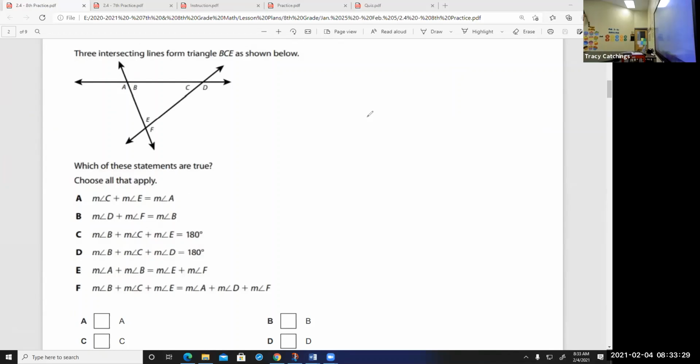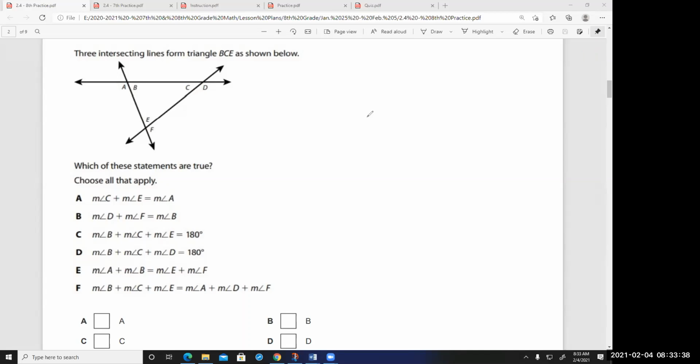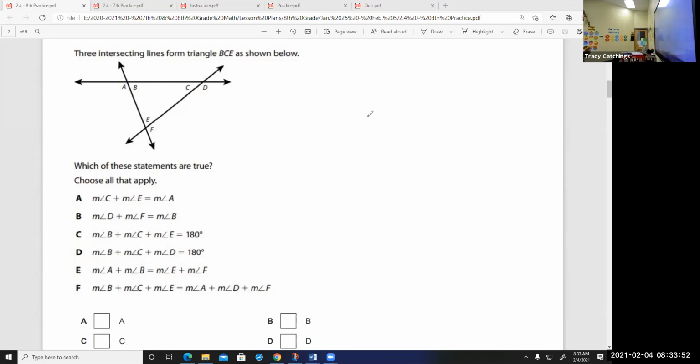All right, can someone read question 3 to us? Three intersecting lines form triangle BCE as shown below. Which of the statements are true? All right, so this is a select all question. So naturally, I'm going to take them one answer choice at a time. Answer choice A says the measure of C and E is equal to A. C and E will equal A. True or false?